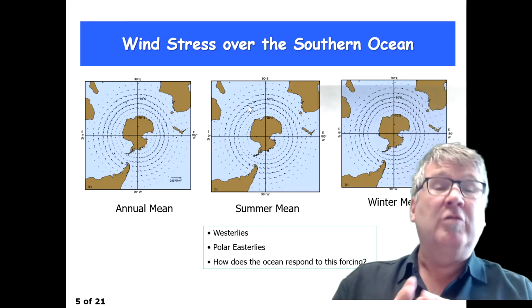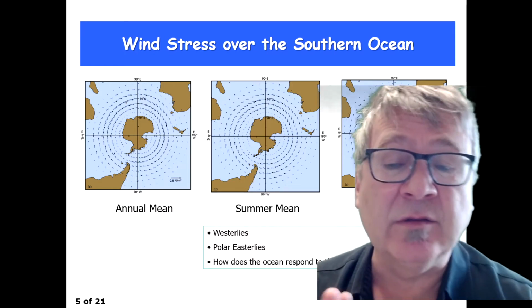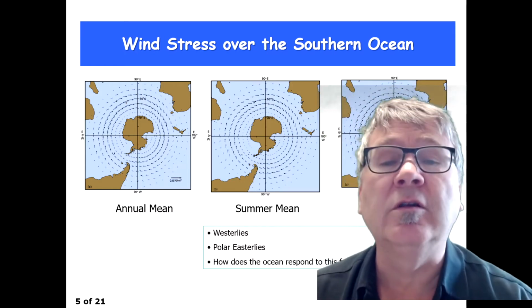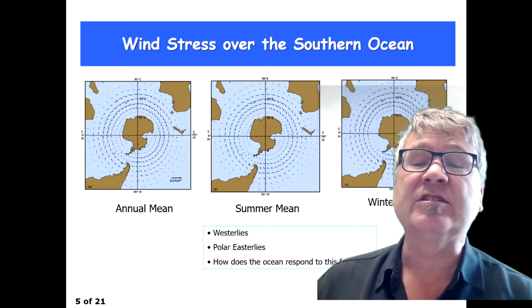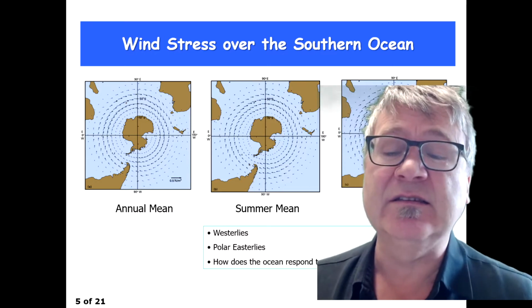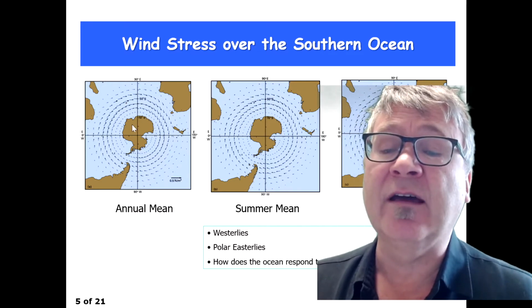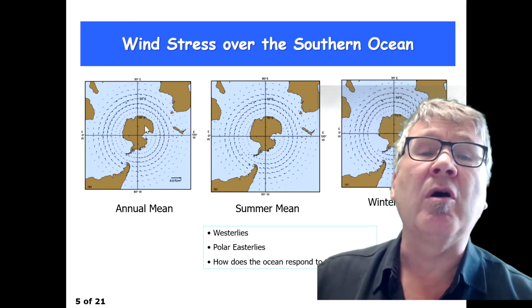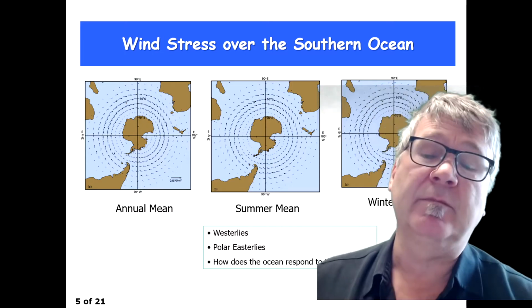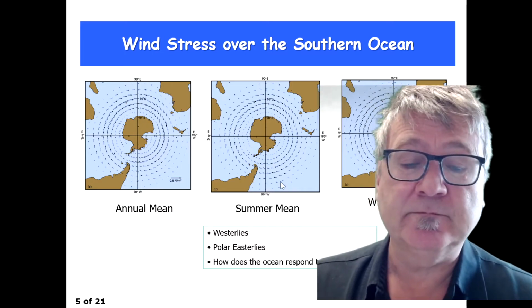If you look closely, and we see that better on the next slide, as you go close to the ice edge, you actually have polar easterlies around the ice edge of Antarctica. Not very strong, but they are there.